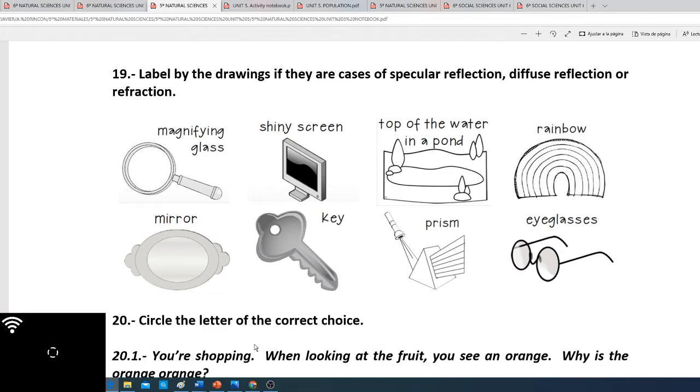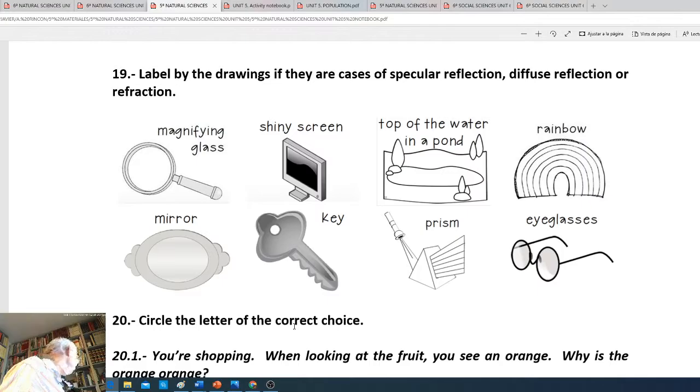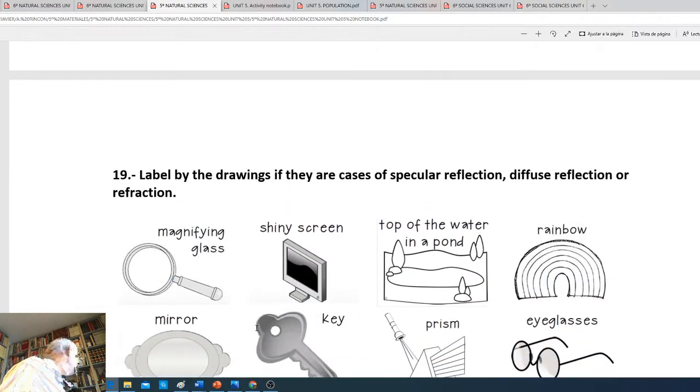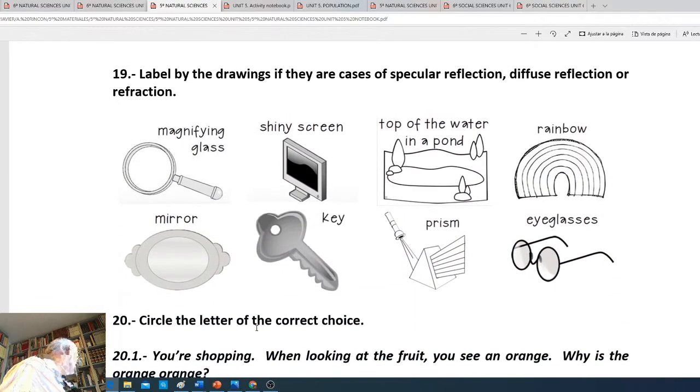Forget about my image, this is not important. And now, please, we want to start by correcting some exercises you had to do the other day. So please, take your notes, and on page number 10, you have exercise 19, and you have to label by the drawings if they are cases of reflection or refraction.